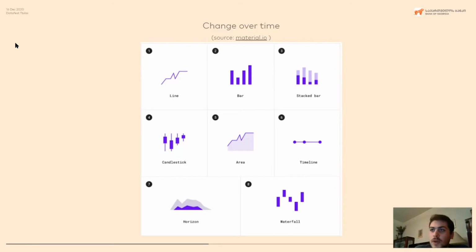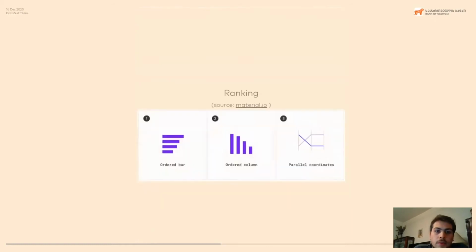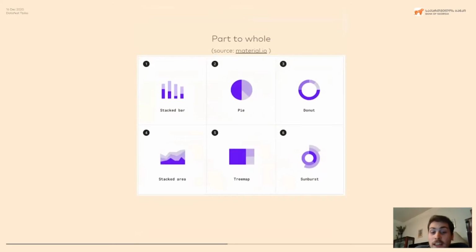Okay, the next one is, in many applications, you will need to compare some categories to each other. In this case, bar graph, bubble graph, and the following are a really good choice. Another common problem is showing ranking, to rank different objects. If you show an ordered bar in this case, it will effectively help you. Ordered bar is a very effective visualization for ranking. Very popular, especially in the financial sector, is part to whole. These famous charts will help you in this case. I have to mention here that many visualization experts criticize pie charts and especially donut charts.